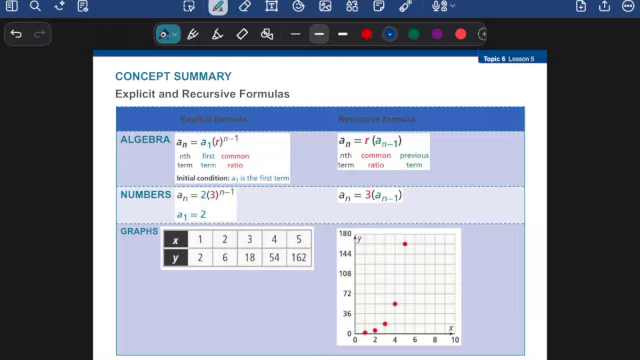Here's the concept summary for geometric sequences and how they're related to exponential functions. You can see that we do have an exponent. Our input isn't in the exponent, so it is similar. Make sure you review the difference between explicit formulas and recursive formulas and how to write them. But really, it's just looking for the common ratio. What are you multiplying or dividing by over and over again?